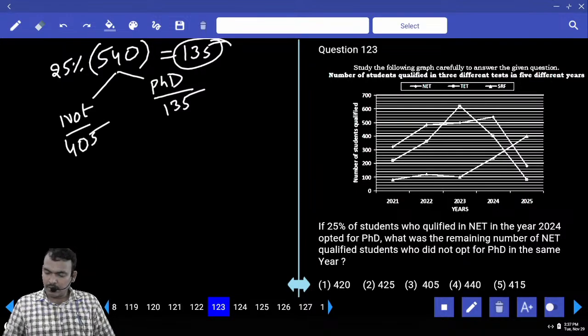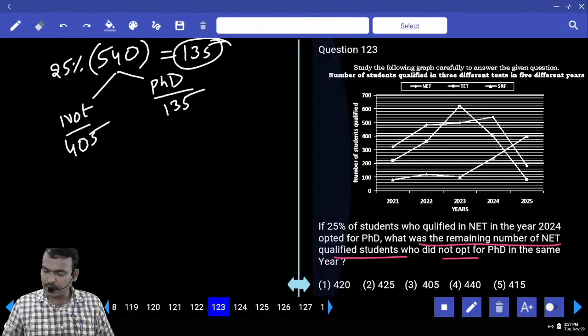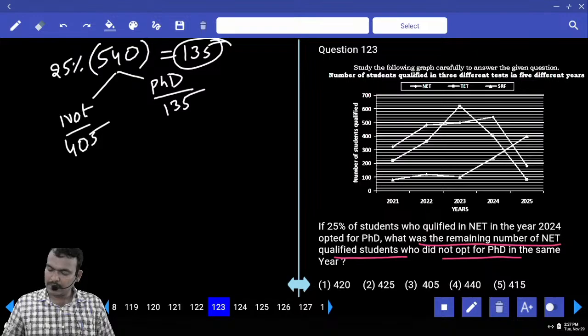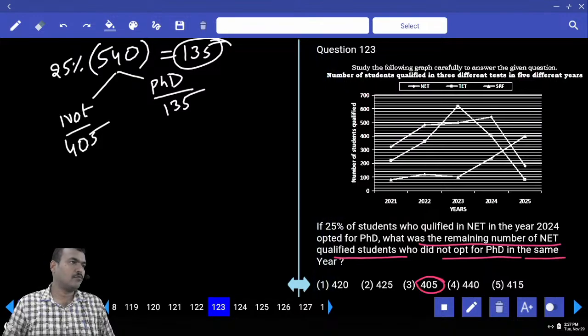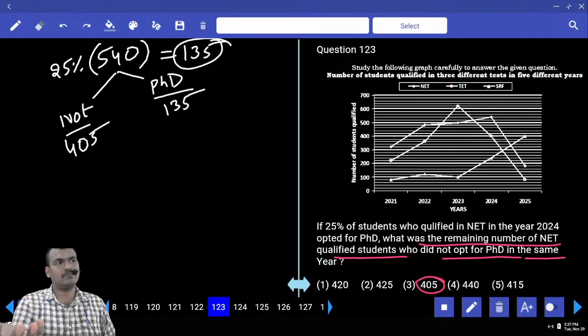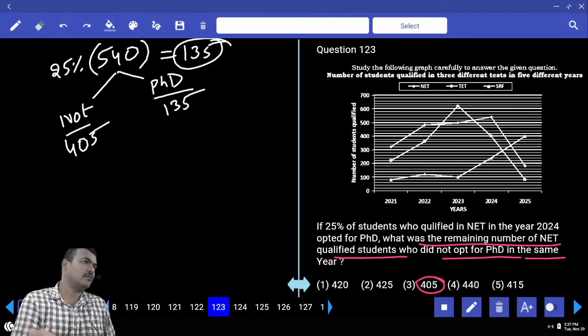What is the question here? What was the remaining number of NET qualified students who did not opt for PhD in the same year or different year? Same year. How many members? 405. Or 25% completed means the remaining is 75%.